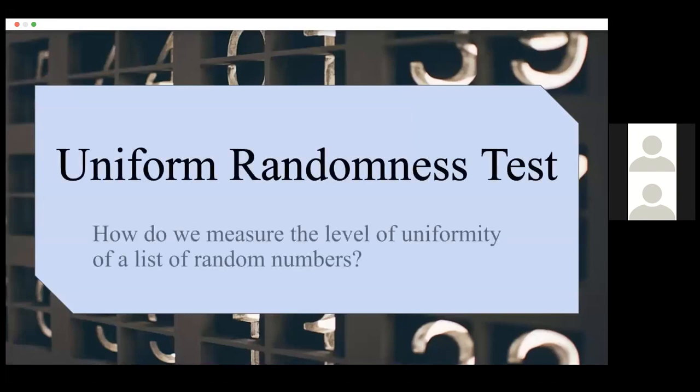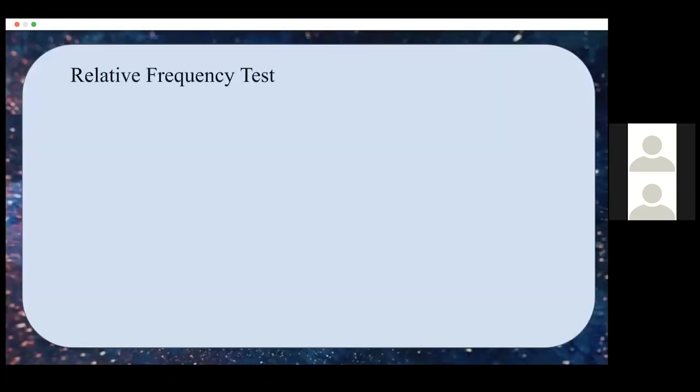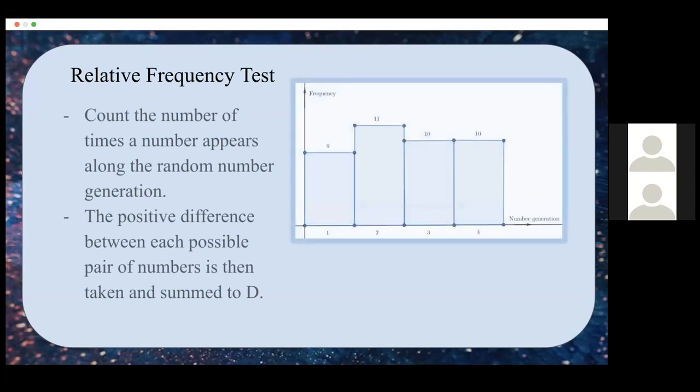Here comes our uniform randomness test. How do we measure the randomness of different random number generators? We design a test called the uniform randomness test, which measures the level of uniformity of a list of random numbers. The first test we come up with is called the relative frequency test.